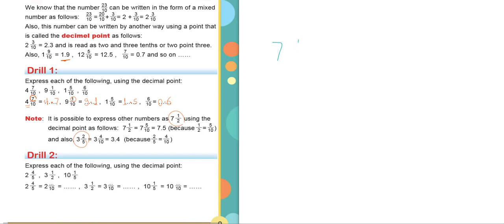7 and 1/2 equals. The 2 must be converted to equal 10. So times 5 and times 5, because 2 times 5 equals 10. So put 7 as it is. 1 times 5 equals 5 and 2 times 5 equals 10. Now here we have the denominator equal to 10. Then put the decimal point. Start from the right. Put the numerator 5 on the right, and the whole number 7 on the left.